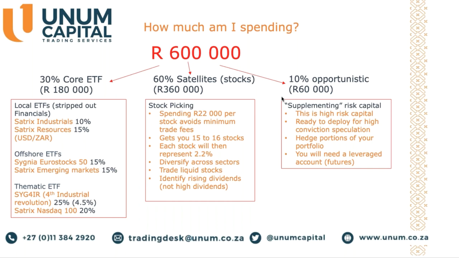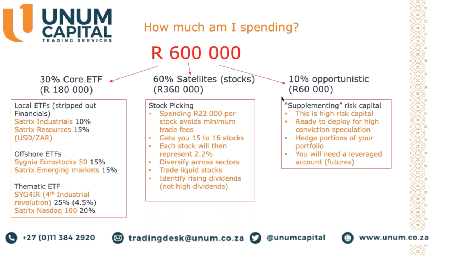Then I've gone off the normal scenario here. I know that we said I left out cash, so I've brought it back into the equity part of it. But this is opportunistic. So 10% of the 600, so 60 grand. That's for you to have fun with or protect yourself with. So supplementing your risk capital. Be prepared to lose it. Okay, this is high risk capital, ready to deploy for high conviction speculation.